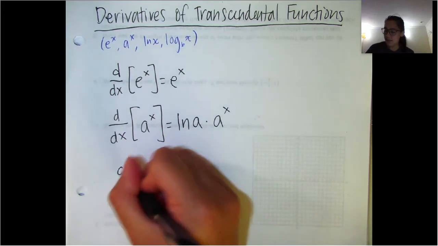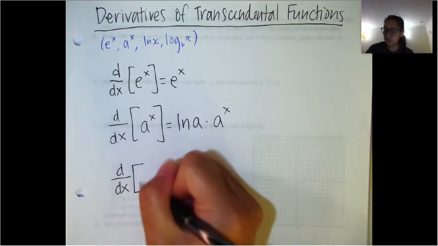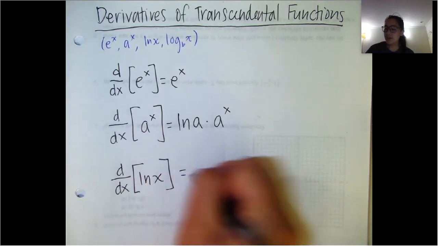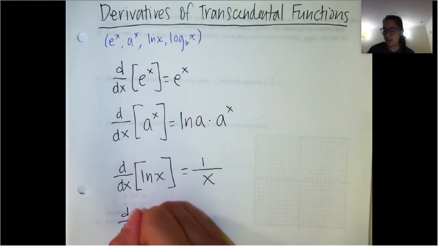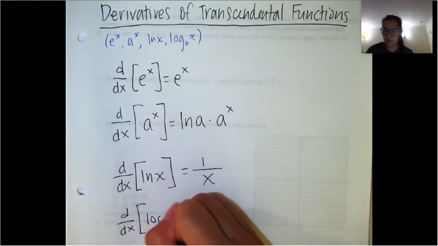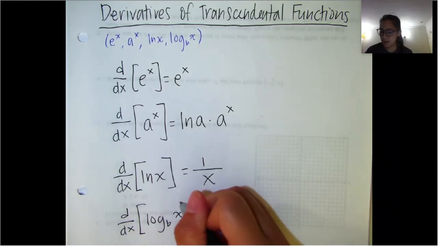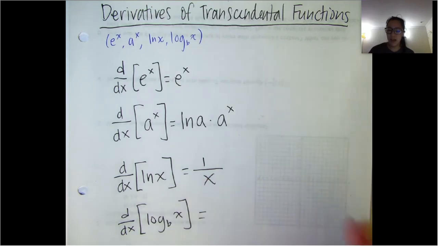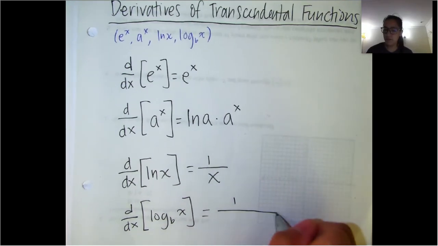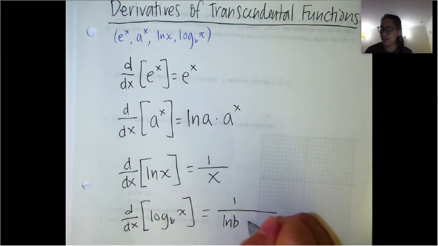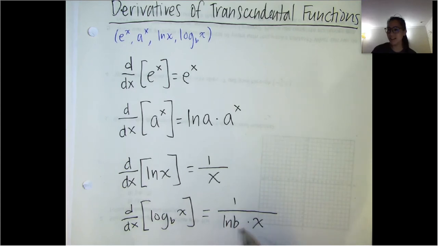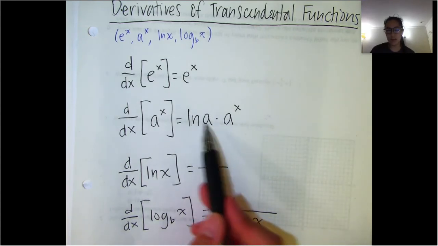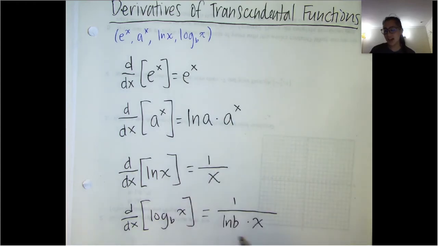All right. The derivative d/dx of ln of x is 1 over x. And lastly, the derivative d/dx of log base b of x equals 1 over ln of b times x. So it's the same as 1 over x right here, but it's got an extra constant in the denominator. And it kind of lines up with this one if you look at it here. This is multiplied by an ln of a, this is multiplied by an ln of b. Okay, let's go ahead and do an example problem.